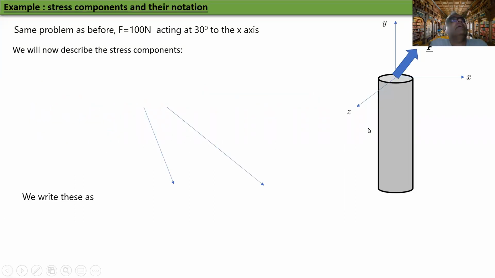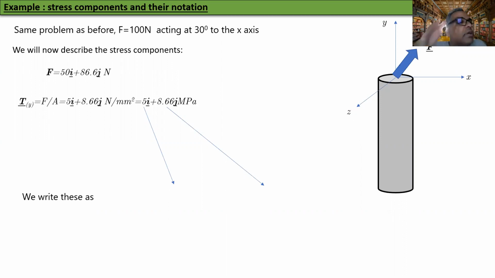Okay, the same problem as before. Force is 100 newtons acting at 30 degrees to the y-axis. We now have to describe the stress components. So our force was 50i plus 86.6j. Ty was 5i plus 8.66j megapascals. Okay, there are two components to Ty, and that's what we want to talk about.